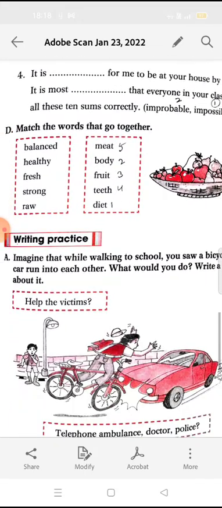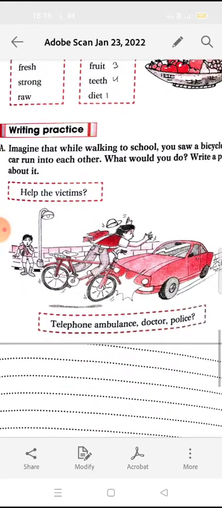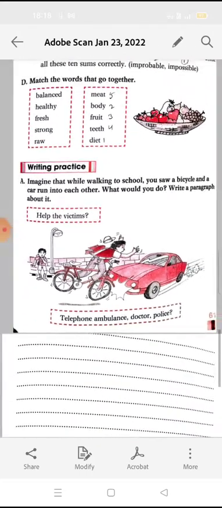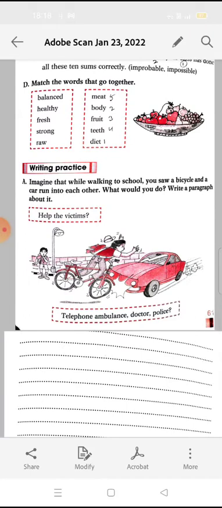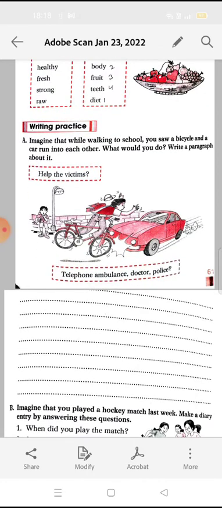It is very unhygienic. Imagine that while walking to school, you saw a bicycle and a car run into each other. Means banging. This is called colliding or banging. What would you do? Write a paragraph about it. This is called head-on collision. Samne samne, na? Okay. So to use these words, help the victims.